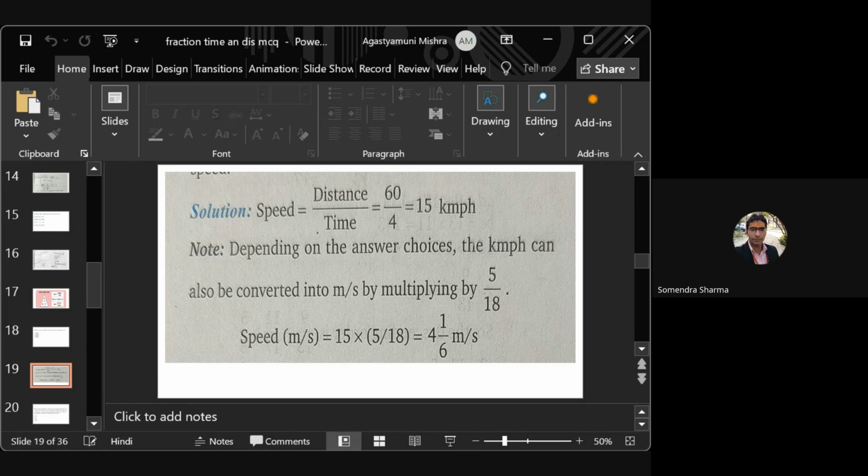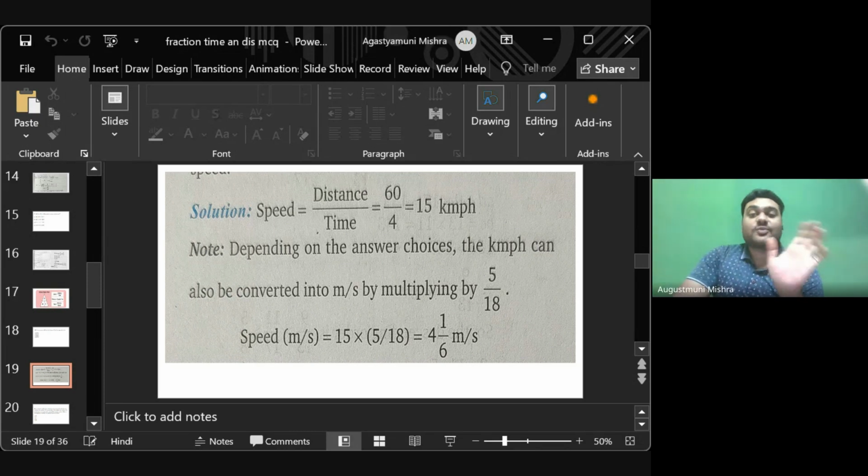Someone is saying something. Is it millisecond or meter per second? Sorry, sir, meter per second. That was my mistake. Like kilometer, when we change into meter, definitely it is correct. So that is meter per second. Whenever you want to change it into meter per second, you multiply by 5/18. When you have to change from meter per second to kilometer per hour, you multiply by 18/5. So that is the correct answer.